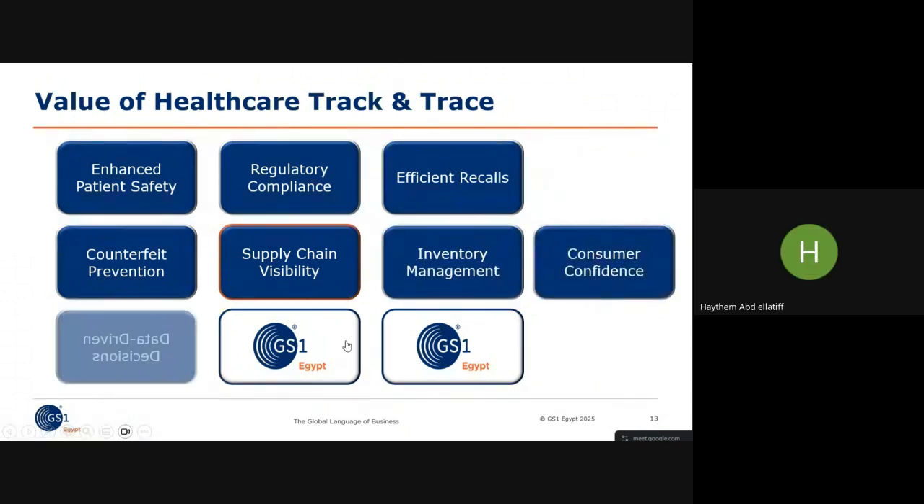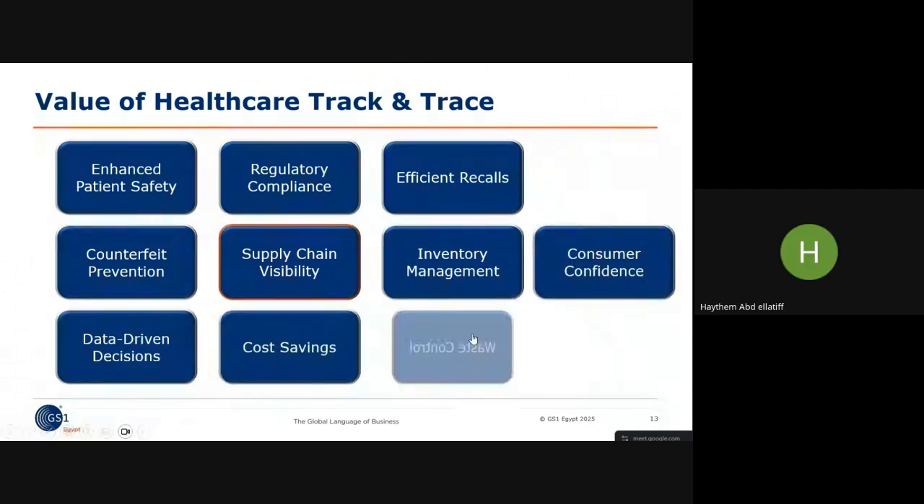Thank you, Dr. Ahmed. These are the main benefits of track and trace: enhancing patient safety, regulatory compliance, efficient recalls, counterfeit prevention, and maybe supply chain visibility and inventory management. These are some of the main values of track and trace. Thank you very much.